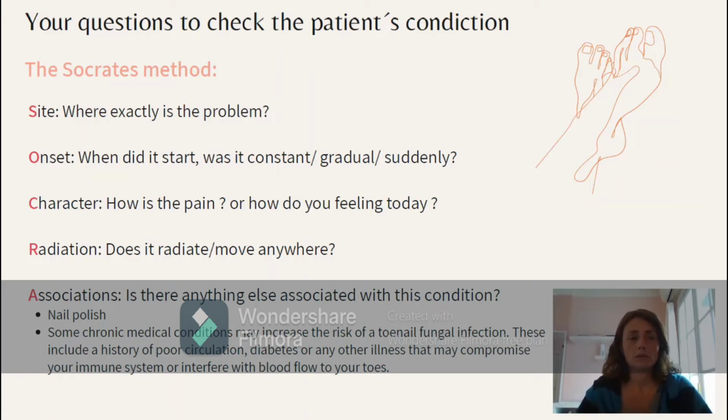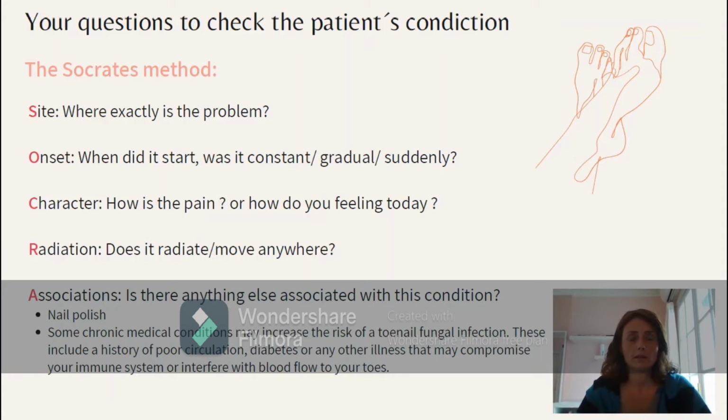What kind of questions do you need to ask if you want to check the patient's condition? Well, here I put the SOCRATES method. The SOCRATES method is 7 questions that start with the initial letters of the word SOCRATES. So the first one is Site. Where exactly is the problem?